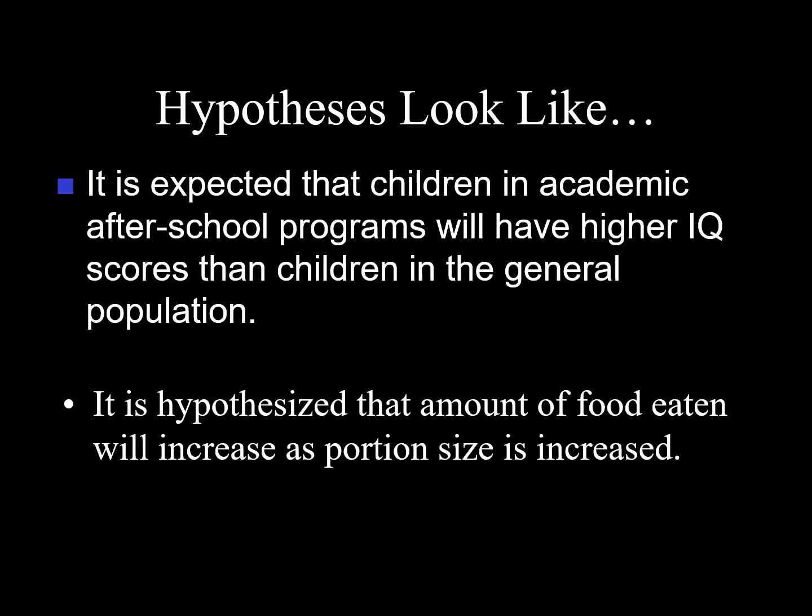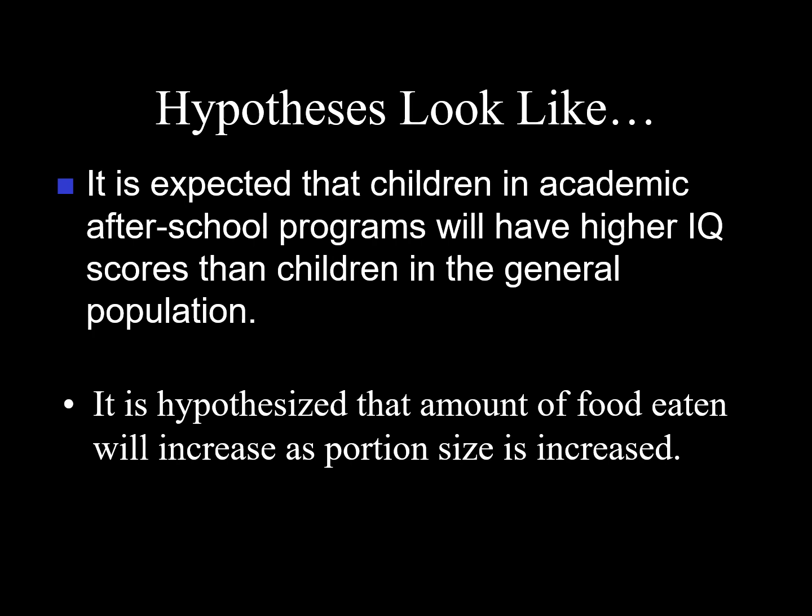So specifically, it is expected that children in academic after-school programs will have higher IQ scores than children in the general population. Or it is hypothesized the amount of food eaten will increase as portion size is increased. Notice both of these are fairly directional hypotheses. Both of them expect a specific direction of the relationship. So as for children in after-school programs, you're either in it or you're not, but if you are, it's expected you'll see an improvement, a positive effect on higher IQ scores.